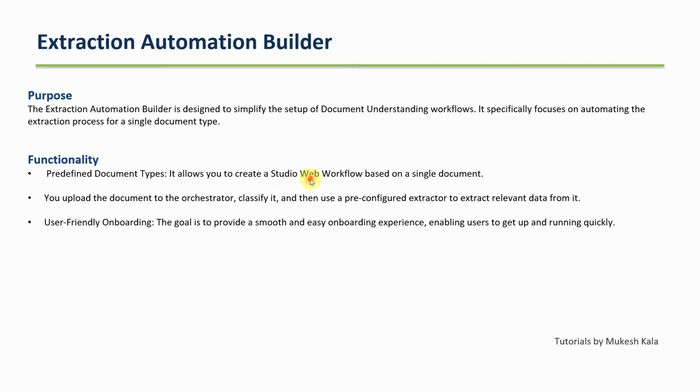So you have to go to Studio Web and then you have to process the document. I'll show you all of this in this demo. All we have to do is just upload the document. The document would be saved in the orchestrator in the storage buckets. It would automatically get classified, and based on the predefined extractors, UiPath would be able to extract the relevant data for you. And you as a user have to just configure it by providing minimal settings.